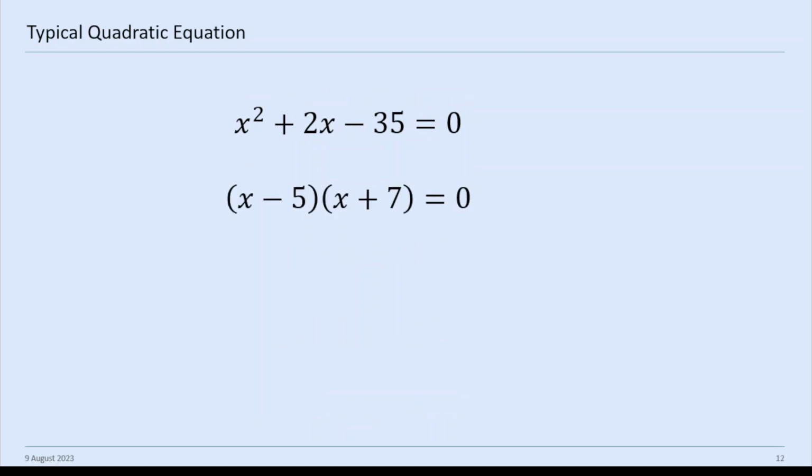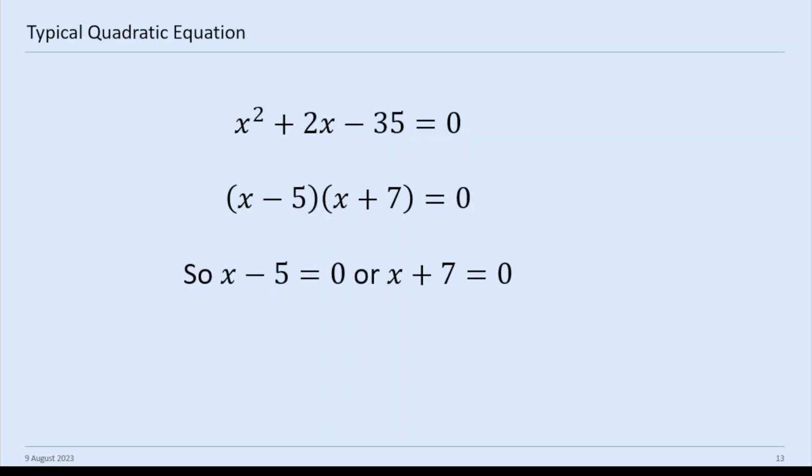Okay, x squared plus 2x minus 35 equals 0. So to factorize it, you're basically looking for two numbers that multiply together to make minus 35 and add together to make 2. So those two numbers are minus 5 and 7. So minus 5 times plus 7 gives us minus 35, which is the last number. And then you've got 7 times x is 7x. And then you've got minus 5x. You've got 7x minus 5x, so you've got plus 2x. x squared plus 2x minus 35 is 0.